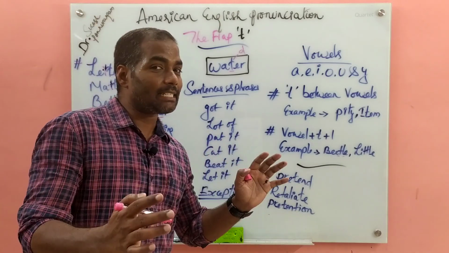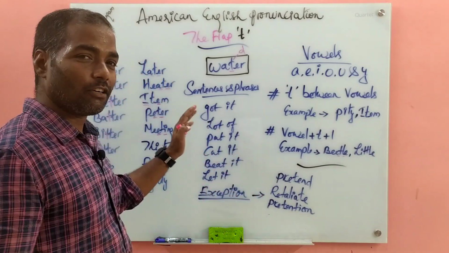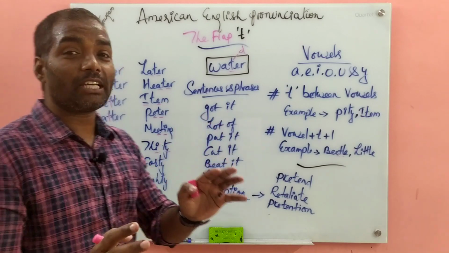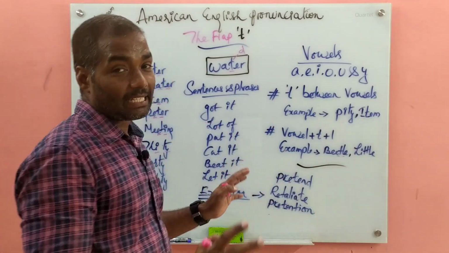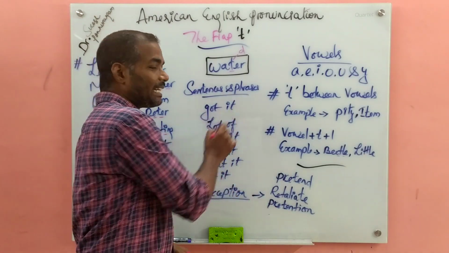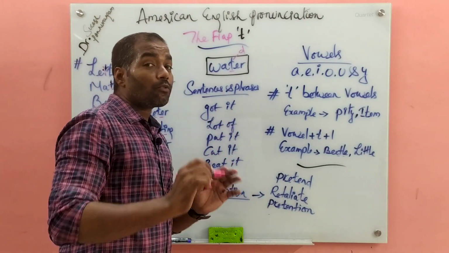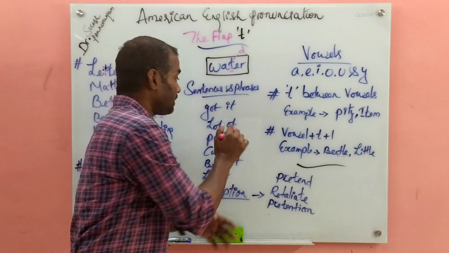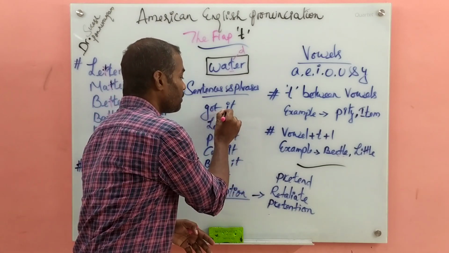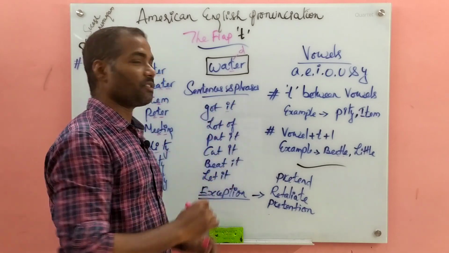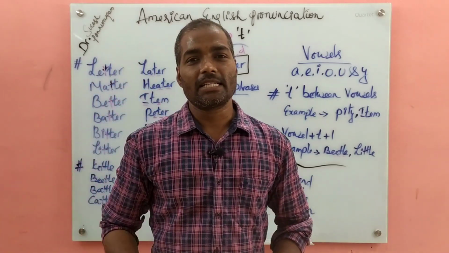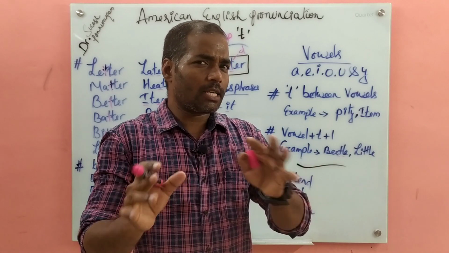And some of the sentences and phrases we have here, just to explain, it not only occurs in words alone, but also in sentences. Look at that. Got it. Look at that. Don't worry about the gap, it doesn't matter. You have the vowel, again you have the vowel, and in between you have the T. So you pronounce it, got it. I got it. So have you got it?